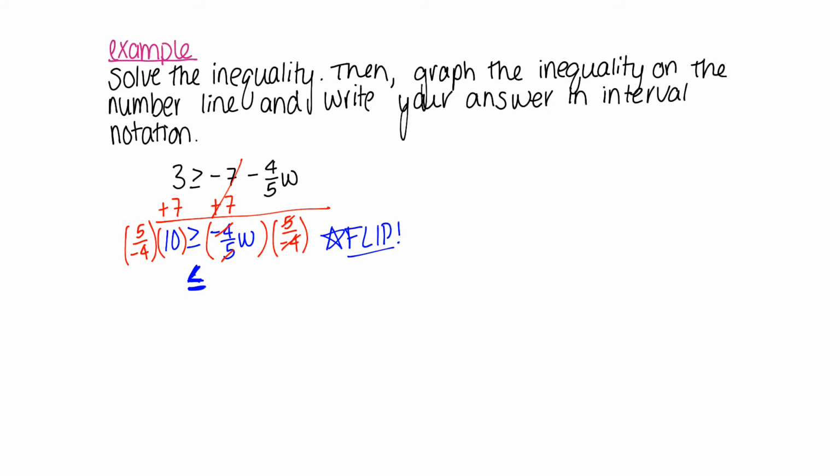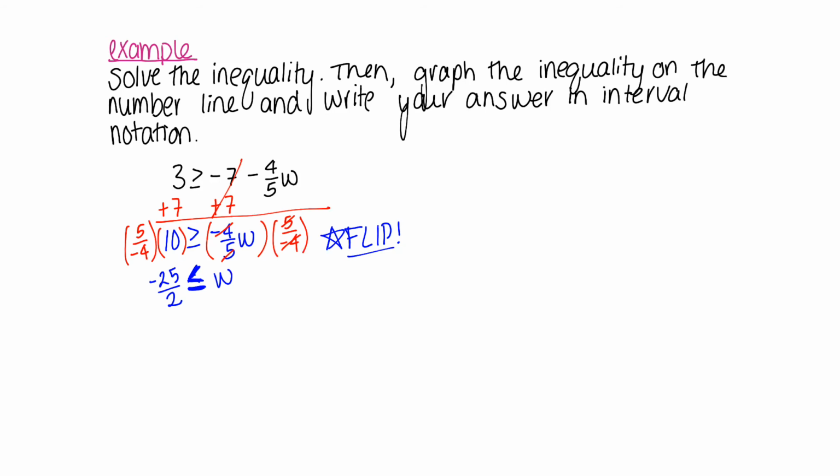On the other side, we have 5 over negative 4 times 10. That's going to be 50 over negative 4, which is going to be negative 25 over 2, which you could use a calculator to simplify. I just went ahead and did that one in my head. The w comes down, so now we have negative 25 over 2 is less than or equal to w.